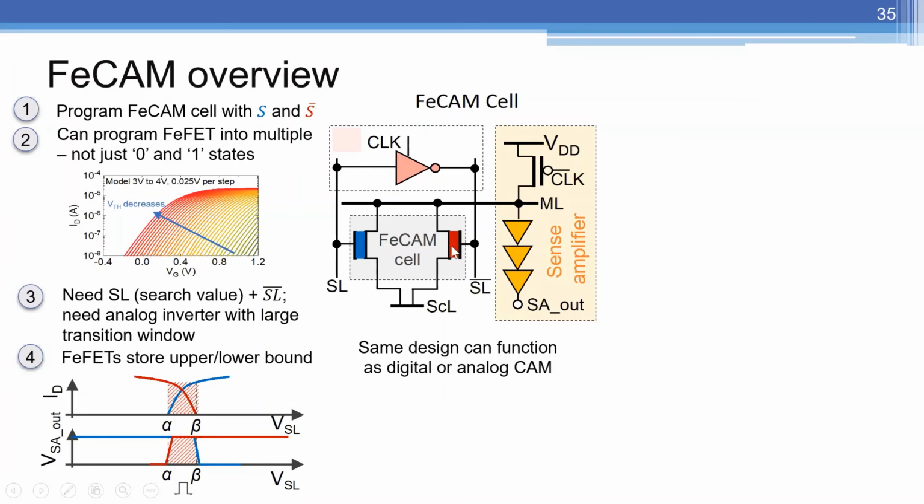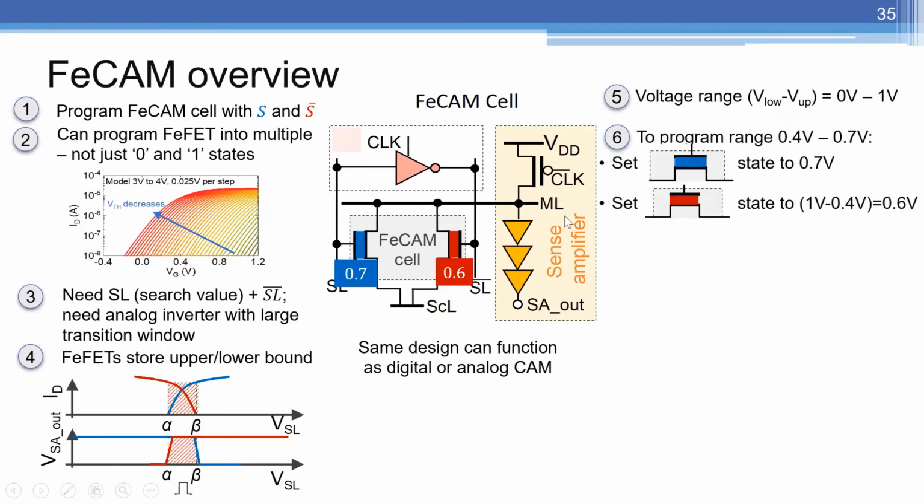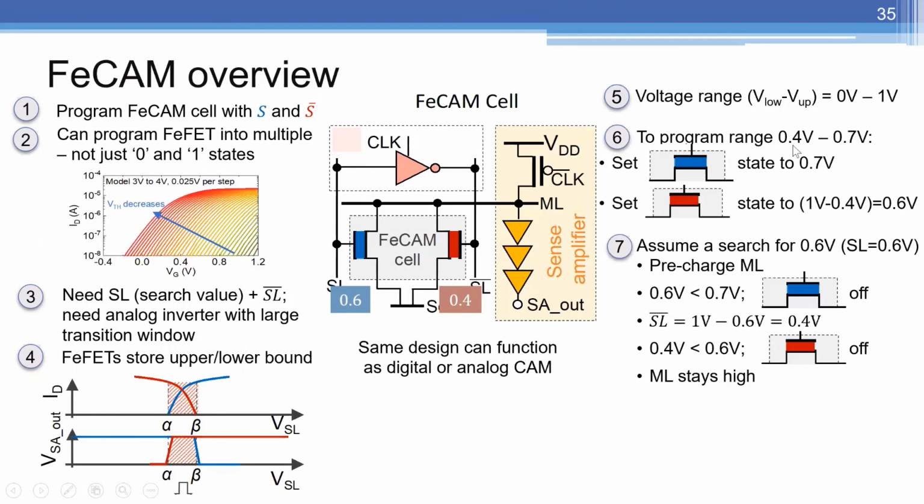In this sense, the FeroCAM cell can actually store the two threshold voltages of the FeroFET and then form a matching range, as shown in this concept schematic. For example, if the voltage range of our FeroCAM is 0 to 1 volt, we can program the range 0.4 volt to 0.7 volt by programming 0.7 volt as the threshold voltage into the blue FeroFET device. And then we program 1 minus 0.4 volt, which equals 0.6 volt, into the red device. So in this case, we can program the 0.4 volt to 0.7 volt matching range into the FeroCAM cell.